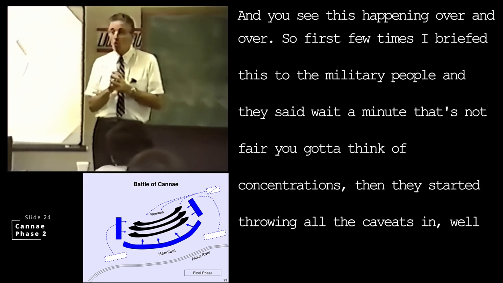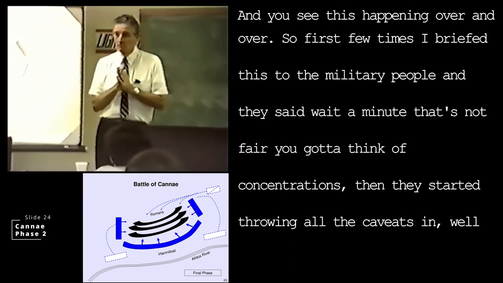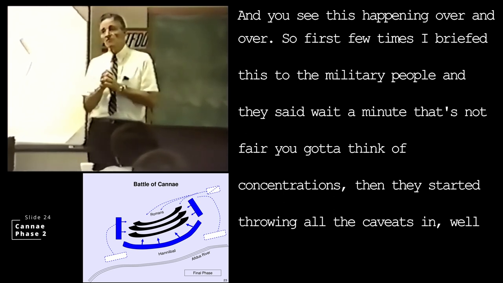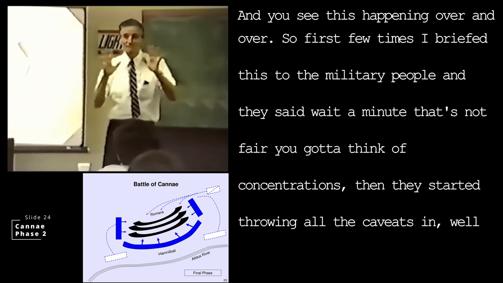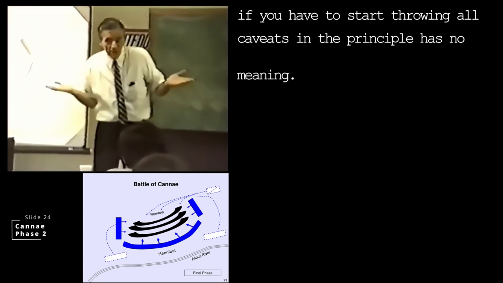And we see this happening over and over. So the first few times, the Greeks and military people in this got very upset: wait a minute, that's unfair, you've got to think of concentration. And then you start throwing all the caveats in. Well, if you have to throw all the caveats in, the principle has no meaning.